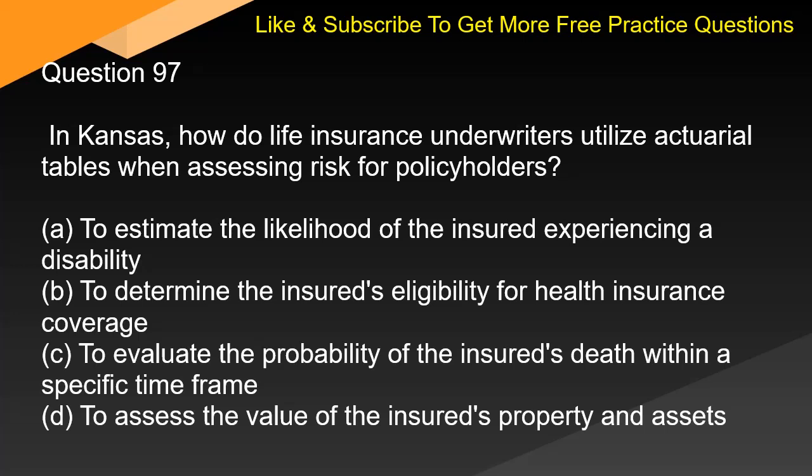Question 97. In Kansas, how do life insurance underwriters utilize actuarial tables when assessing risk for policyholders? A. To estimate the likelihood of the insured experiencing a disability. B. To determine the insured's eligibility for health insurance coverage. C. To evaluate the probability of the insured's death within a specific time frame. D. To assess the value of the insured's property and assets.